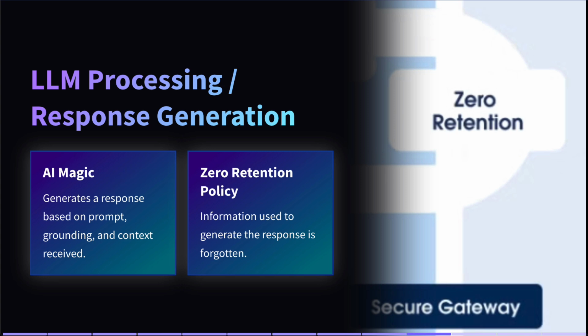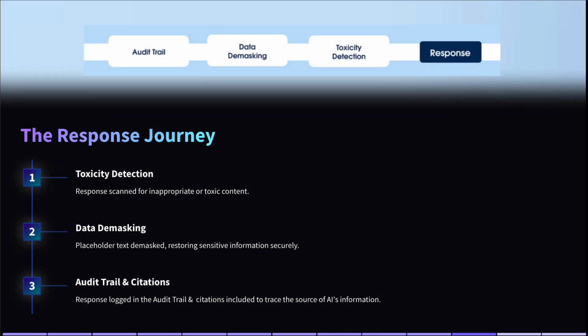Now, we then get the information back, so it then goes through the response journey, and the response is scanned for inappropriate or toxic content. Placeholder text is demasked, which restores sensitive information securely, and then the response is logged in the audit trail. And it also includes citations to help users trace the source of the AI information.